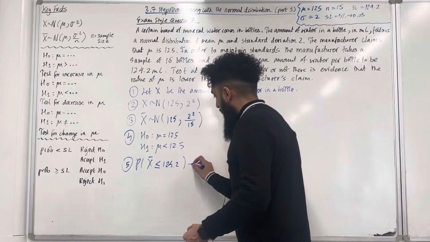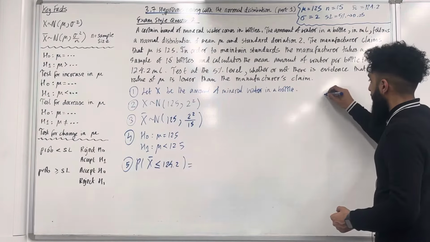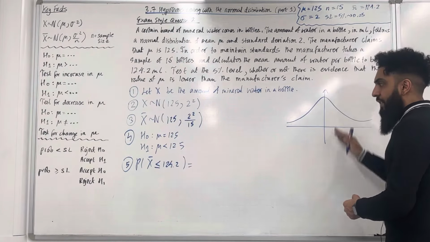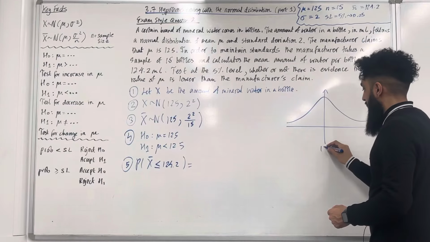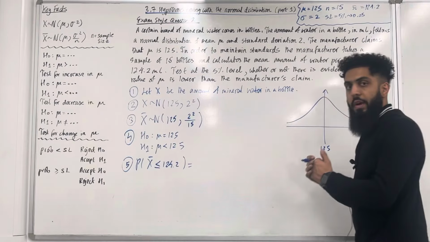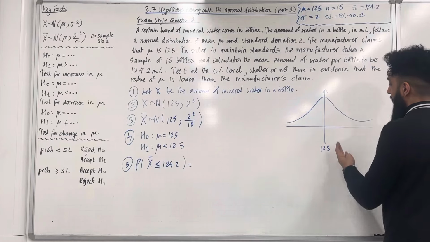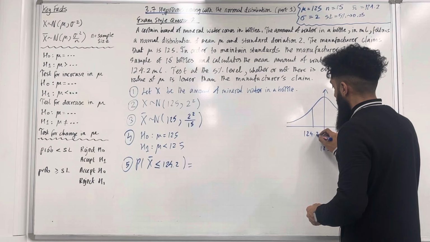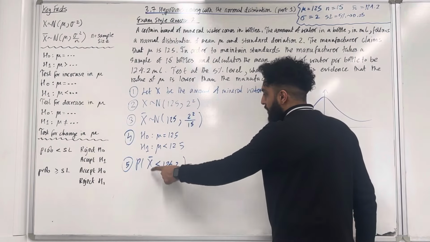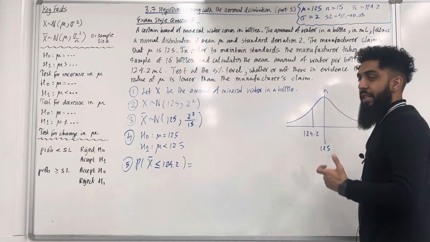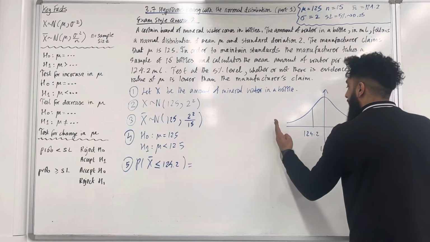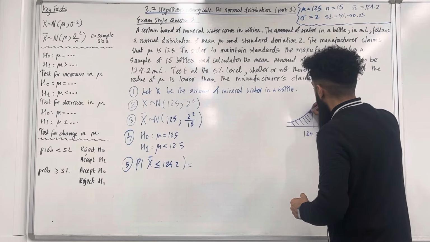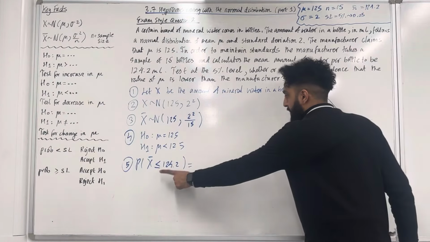Anyways, what does this look like? Let's draw a bell-shaped curve. So here's my bell-shaped curve, centered at the mean 125. 124.2 is on the left-hand side of 125, so it'll be somewhere over here. We're trying to calculate the probability that capital X bar is less than or equal to 124.2. That's the area to the left of 124.2. So we can shade in that area. This is the area representing this probability.